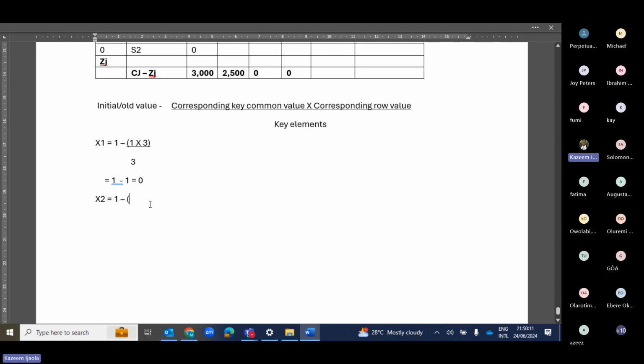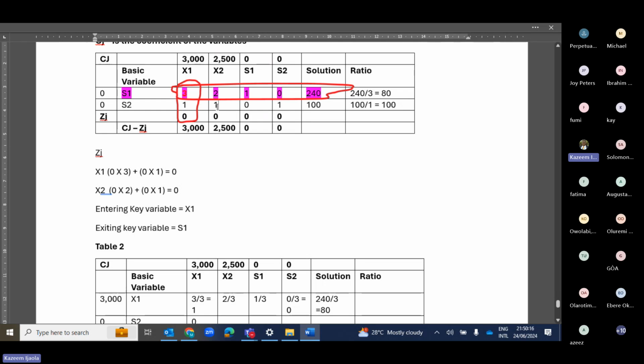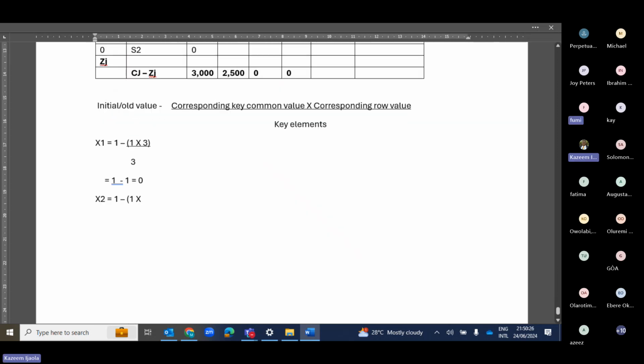So I'll say 1 minus, multiplied by the corresponding row of this one. What is on top of the 1 is 2, so multiply by 2. Then divide it by the key element, which will be constant for all of them: 3. So ladies and gentlemen, the only things you are changing are your initial value and your key row value. The key column and the key element remain constant throughout.